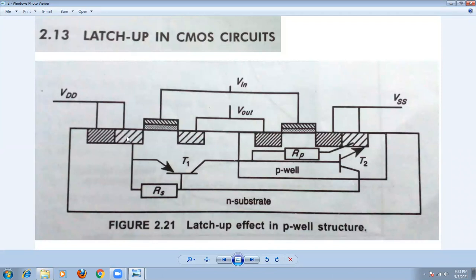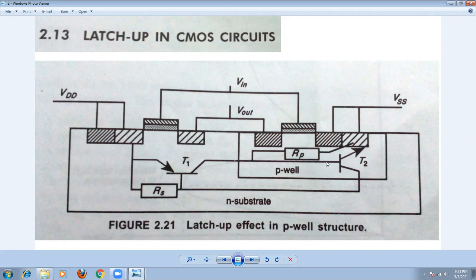In the substrate, whenever current flows through this resistance RS, and the voltage across this resistance RS is sufficient, this will turn on this base-emitter junction. This is the emitter and this is the base of the transistor T1. The drop across this is approximately 0.6 volts. Whenever current flows through the resistor, the substrate material, there is a voltage drop, and that voltage drop turns on the transistor T1.